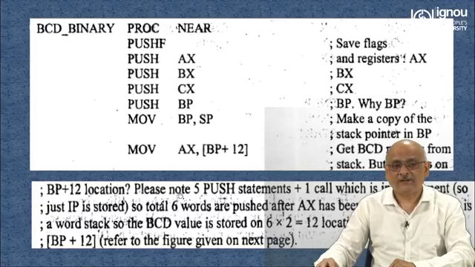BP plus 12 location: 5 push statements plus 1 call, which is intra-segment, within the segment, that is the near procedure call. So just IP is stored. So a total of 6 words are pushed. Had it been inter-segment, that is a far procedure, then it would have been 7 words because CS would have been stored in addition, and then we would have got 14. Alright, AX has been pushed and it is a word in the stack. So the BCD value which is stored is at 12 locations under the stack, hence BP plus 12.